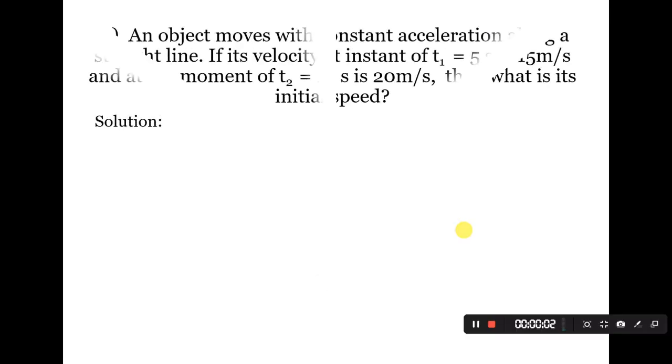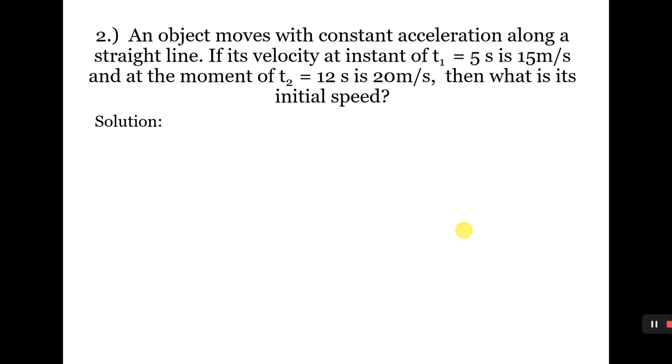For the number 2 problem, an object moves with constant acceleration along a straight line. If its velocity at the instant of 5 seconds is 15 meters per second, and at the moment of 12 seconds is 20 meters per second, then what is its initial speed? For this problem, it has two velocities given. The velocity 1 is 15 meters per second for the time of 5 seconds. Then, after 12 seconds, the velocity changes from 15 meters per second to 20 meters per second.